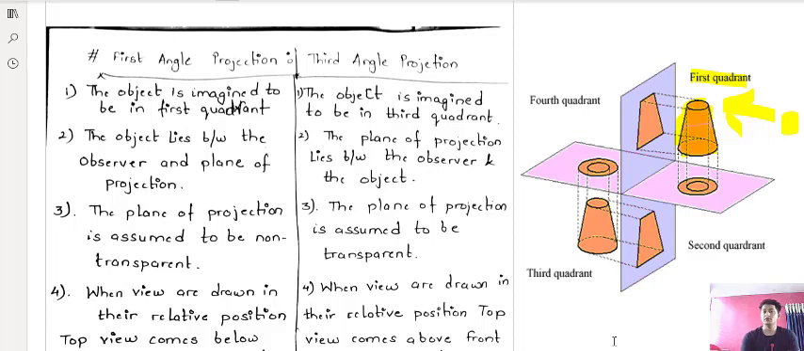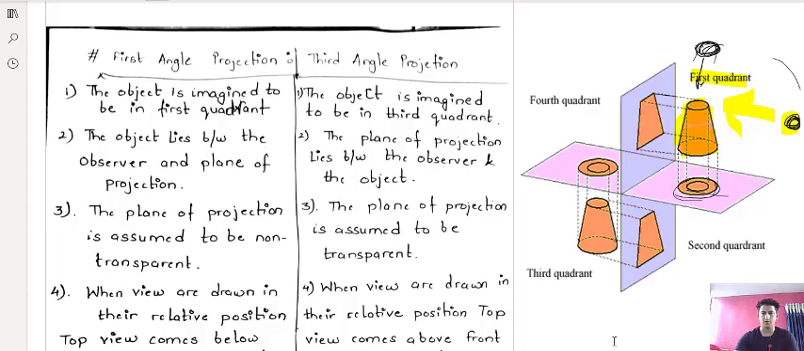Now suppose this is the object here and you are the observer, sitting here and looking at the object from here. The ray of sight goes from here, and the front view of that object is drawn on the vertical plane. And this is the horizontal plane. Now the observer comes here and looks at the object from here. From here he is able to see the top view of the object, and the plot of that object has to be drawn on the horizontal plane.